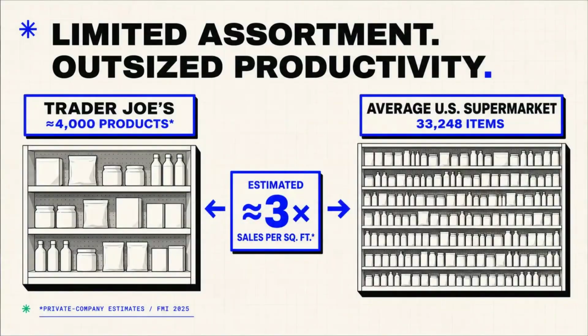Now in retail, there is one shining example of limiting choice, and that is Trader Joe's. They carry only about 4,000 products, but the average American supermarket carries about 33,000. So Joe's is estimated to do roughly 3 times the revenue per square foot than all of these other stores with all of these choices.